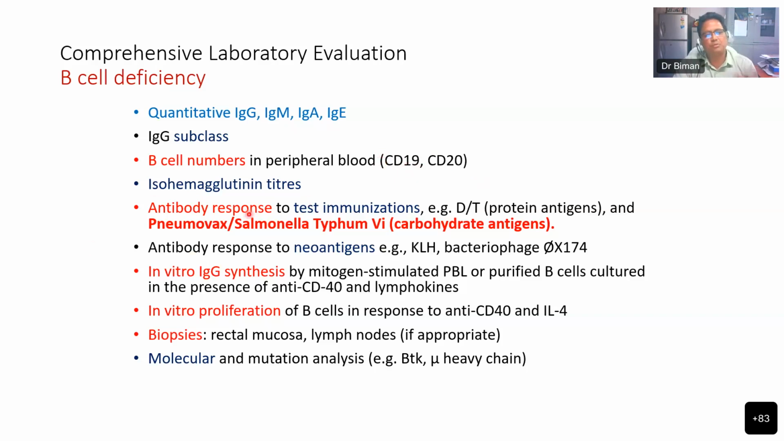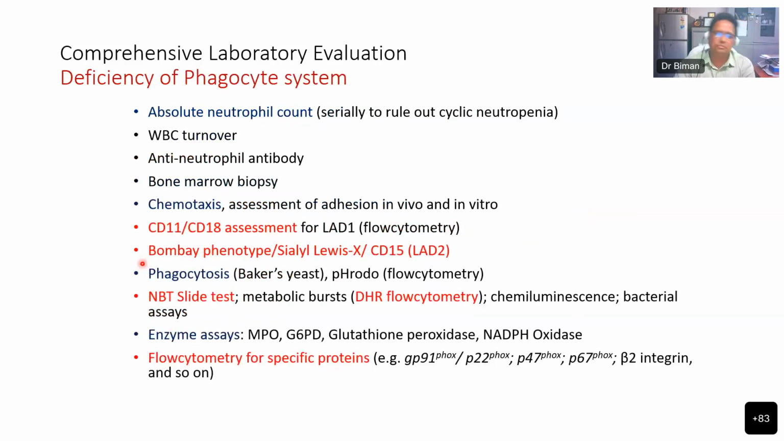You also have to look at the antibody responses, and the antibody responses to carbohydrate antigens are very important because this is what is T independent. If you look at vaccine responses to T dependent antigens, then you are also looking at the T cells. So we want to look at the response which is only by the B cells. So you have to look at the T independent or the carbohydrate antigens. So you have to look at the titers to Pneumovax or Salmonella typhi. So you can look at the antibody responses to these vaccines.